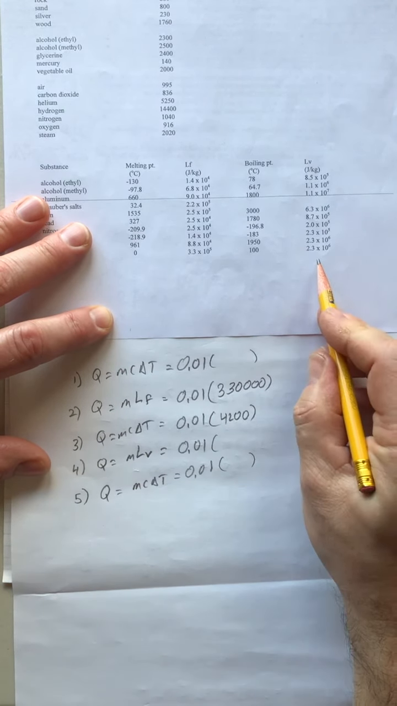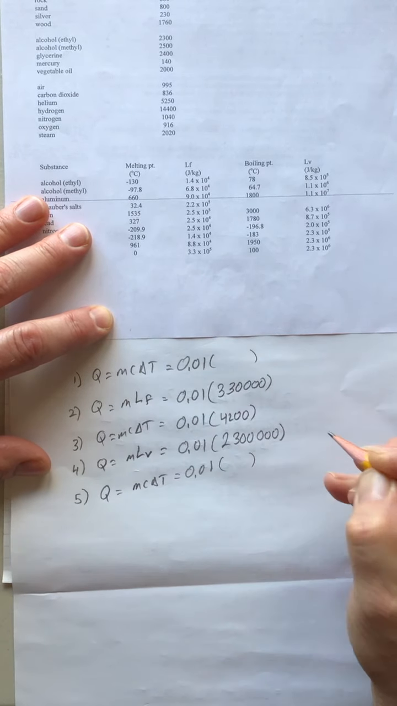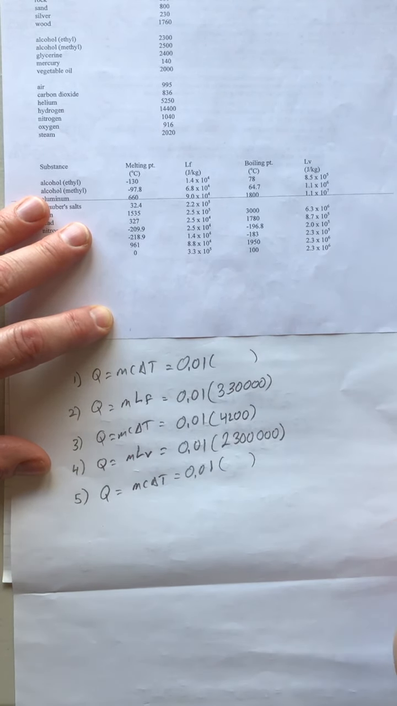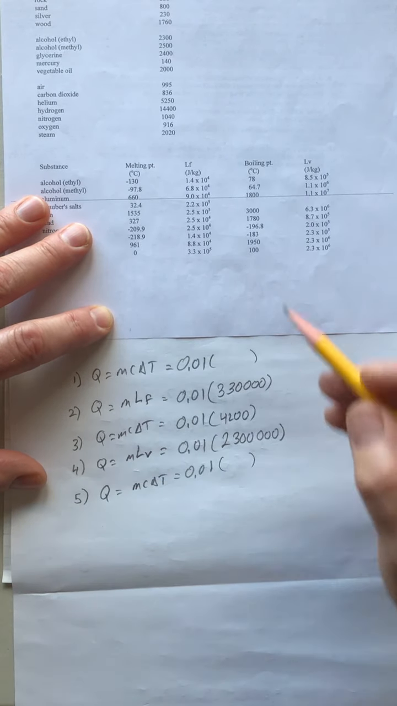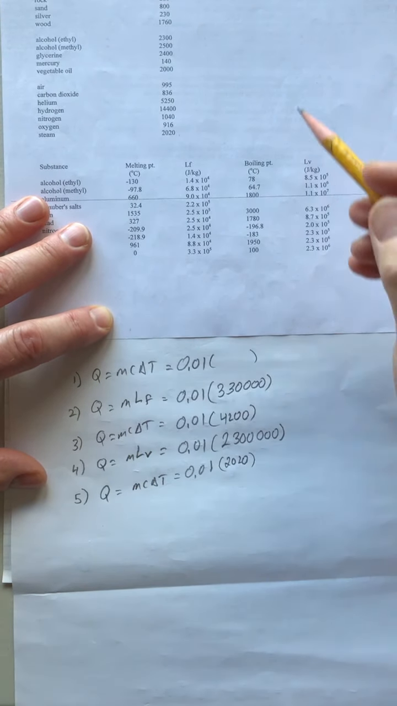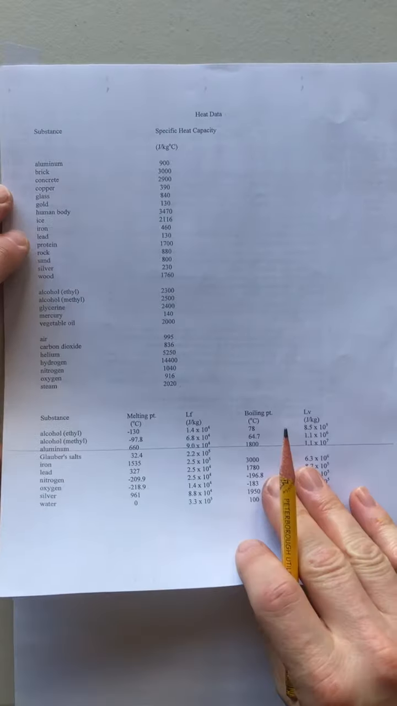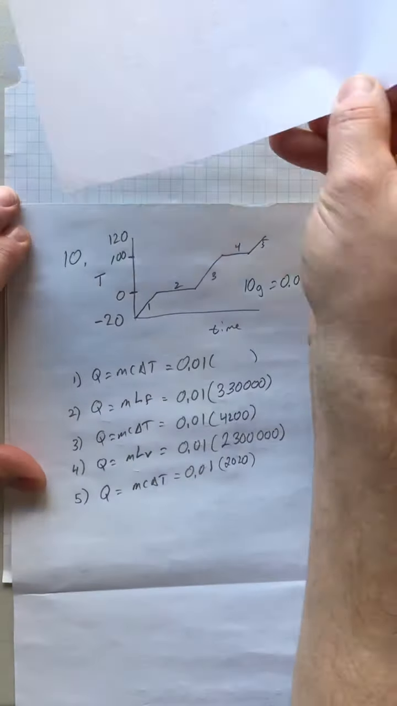L_V for water is 2.3 million. It takes a lot more energy to boil something away than it does to melt it. You're separating the molecules much further. Okay, let's take a look at steam. Steam is 2020. And ice is right here, 2,116.